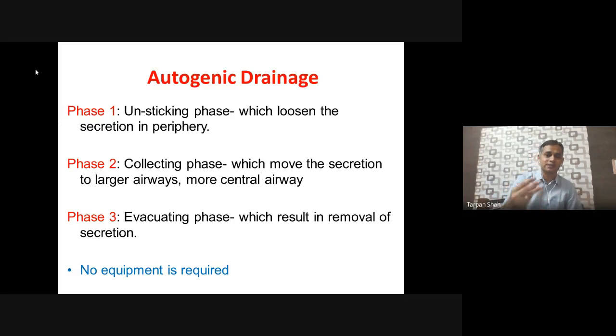Now, autogenic drainage has three different phases: phase 1, phase 2, and phase 3. Phase 1 is the unsticking phase, phase 2 is the collecting phase, and phase 3 is the evacuating phase. Now, here we are using a technique called huffing.